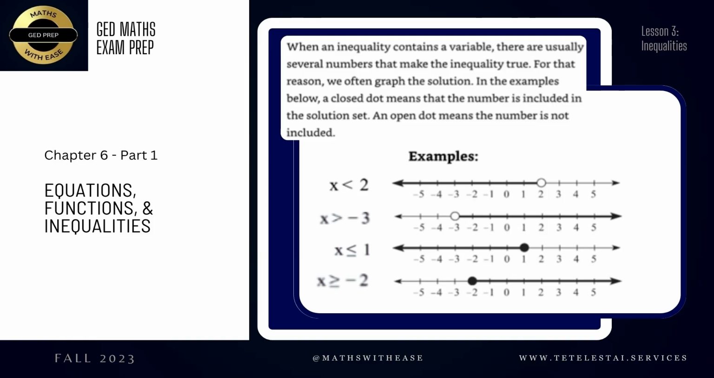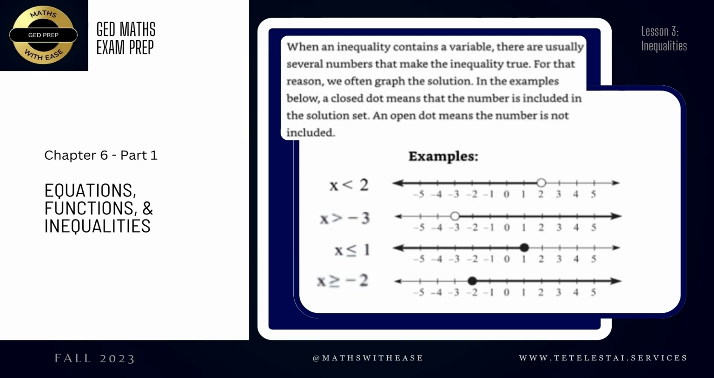So for the first example, x < 2, we go to our number line and identify 2, and we're going to have an open dot because 2 is not included in that set. So this inequality is represented by any number beginning at 2 but not including 2, and then continuing down the negative side of our number line, all the way to negative infinity.